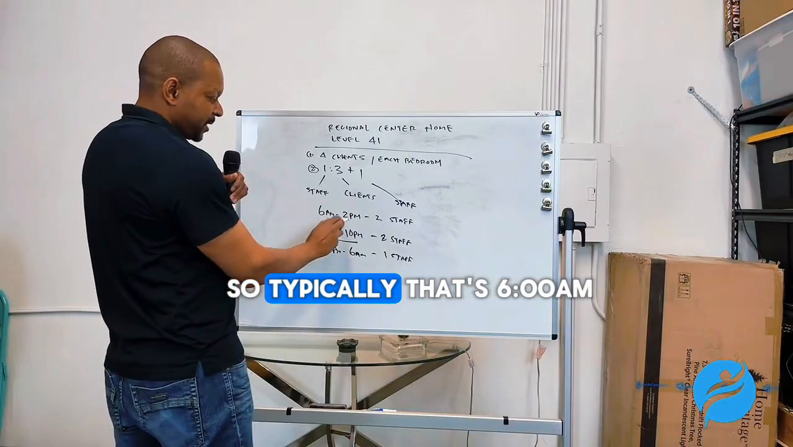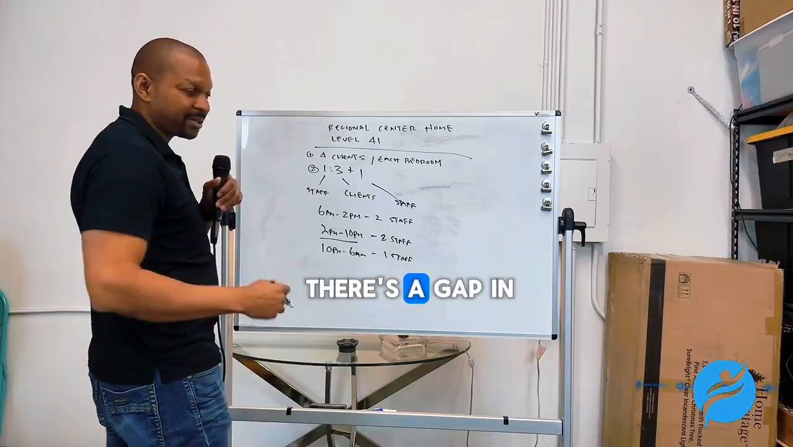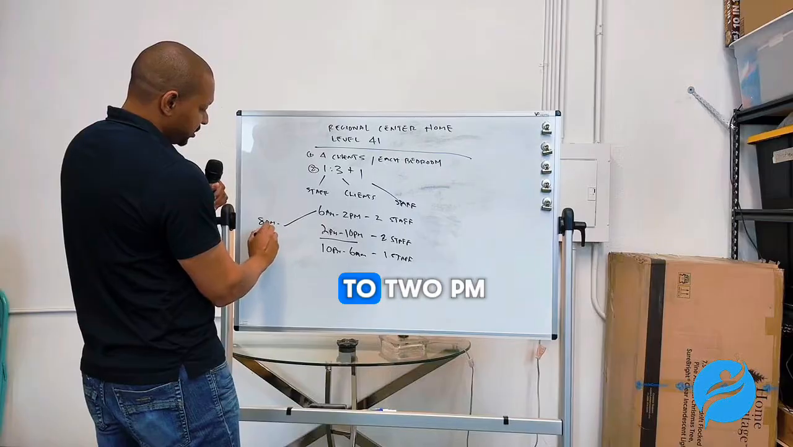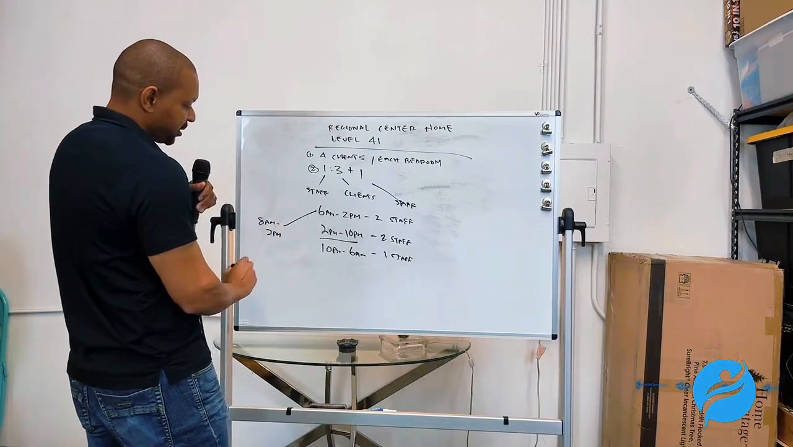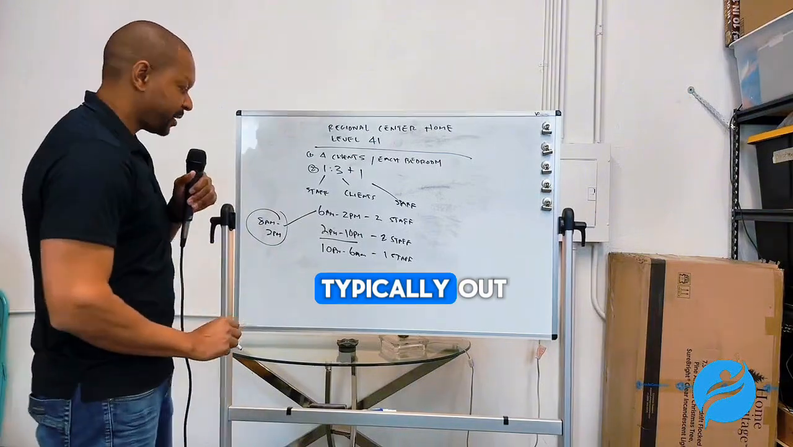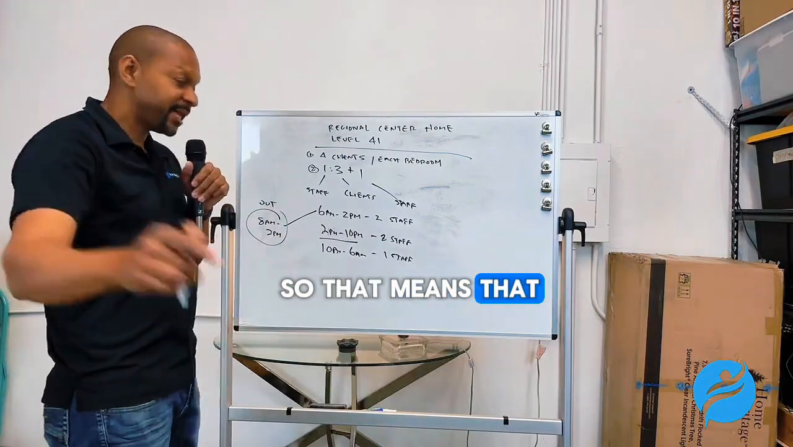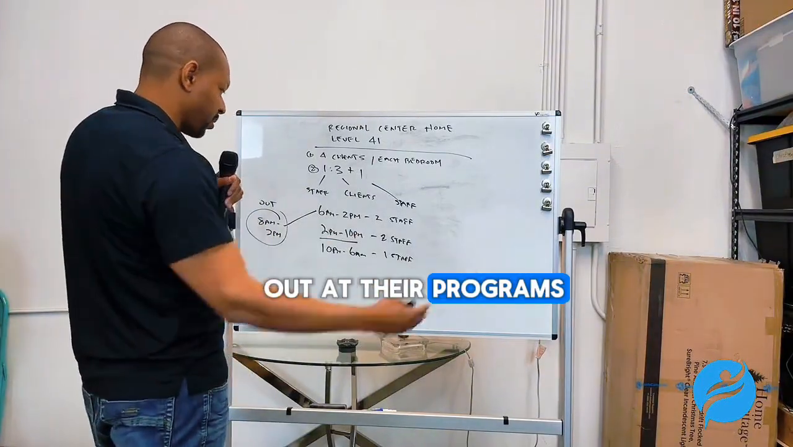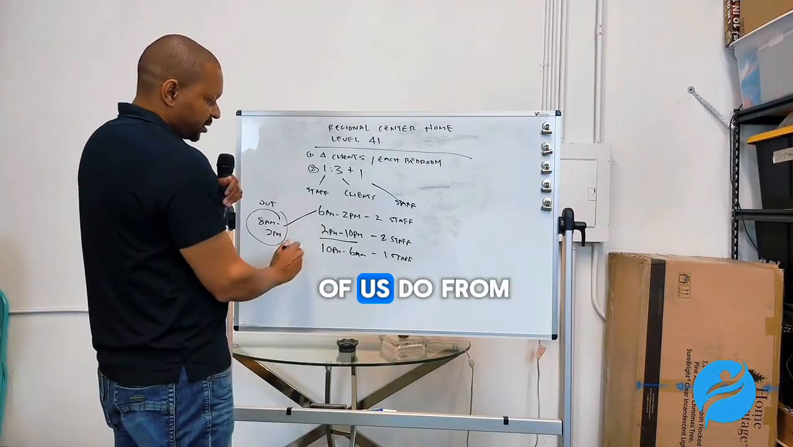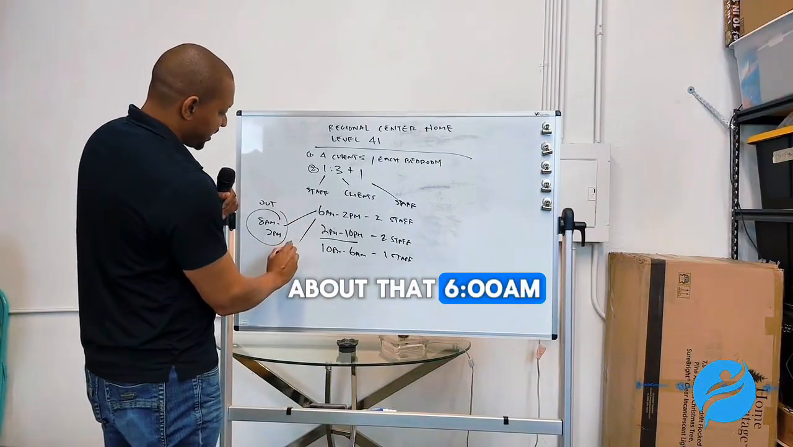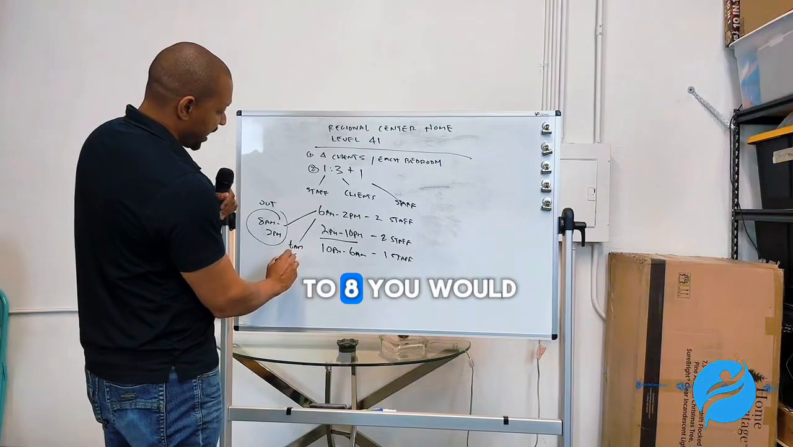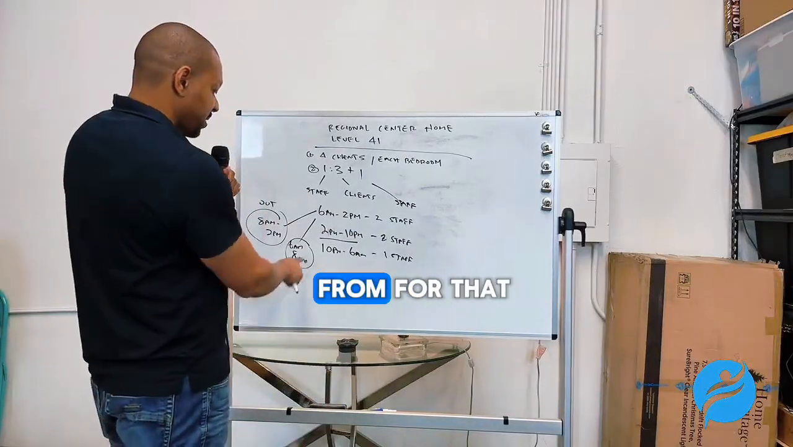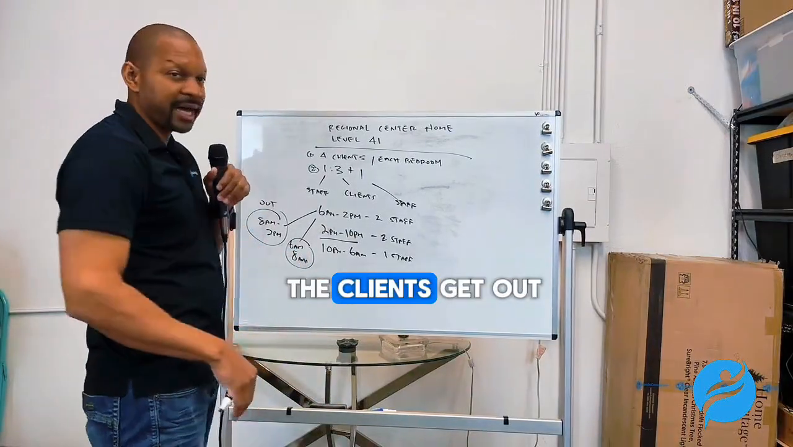So typically that 6 a.m. to 2 p.m., there's a gap in it. From about 8 a.m. to 2 p.m., all the clients are typically out. So that means that you don't need any staff coverage in between those times that the clients are out at their programs. So typically what most of us do, from about that 6 a.m. to 8, you would have possibly a part-time staff come in for 2 hours until the clients get out of the home.